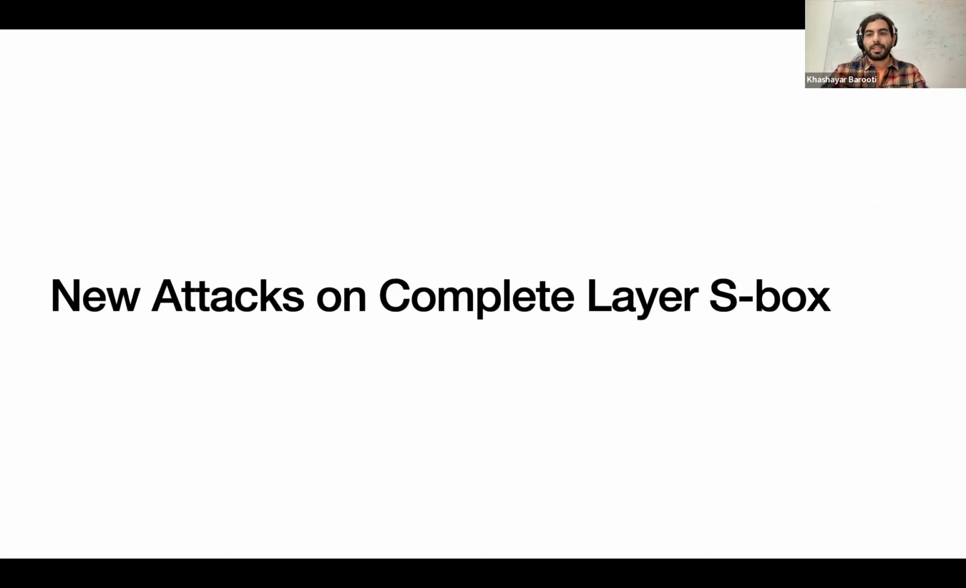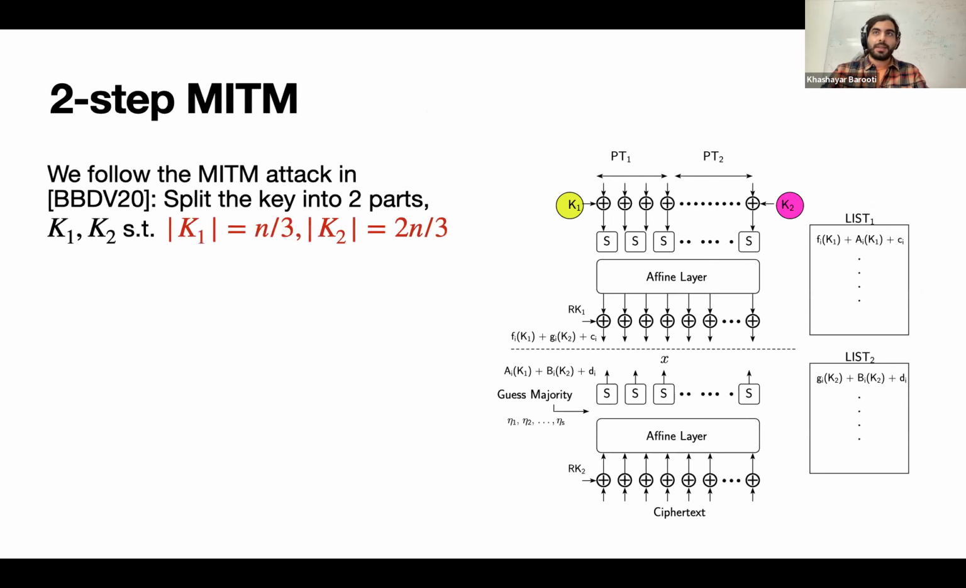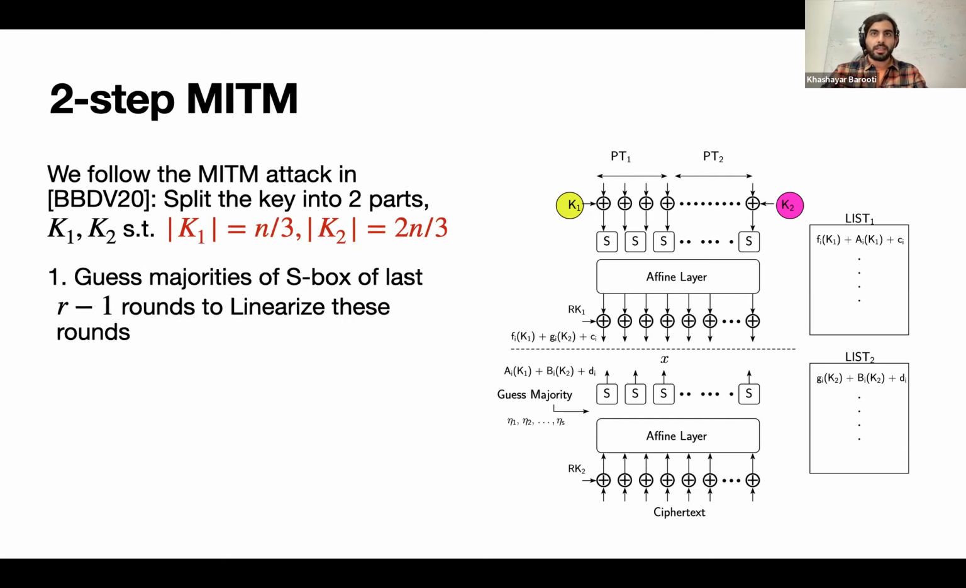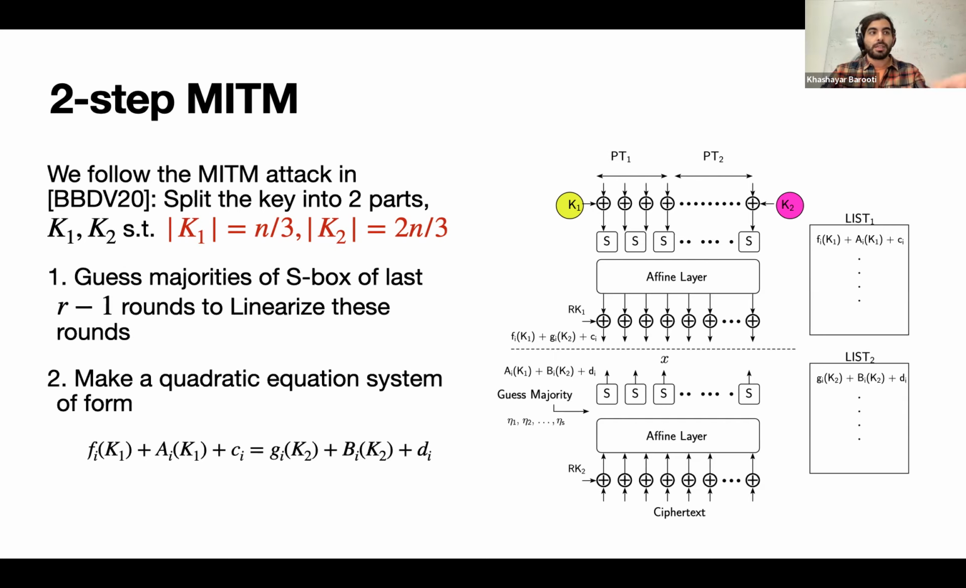Okay, so now let's see how the attack works. We use a meet in the middle attack that was proposed in the previous work. The idea is I break my key into 2 parts, K1 and K2. For all the rounds other than the first round, I guess all the majorities of every S-box input and linearize all the other rounds. Then I do a forward propagation to get an equation of this form, and a backward propagation for the last rounds, and get an equation in this form, whose left-hand side is only in K1 and right-hand side is only in K2. The AI and BI are linear, they come from the backward propagation, and FI and GI are quadratic and come from the forward direction.